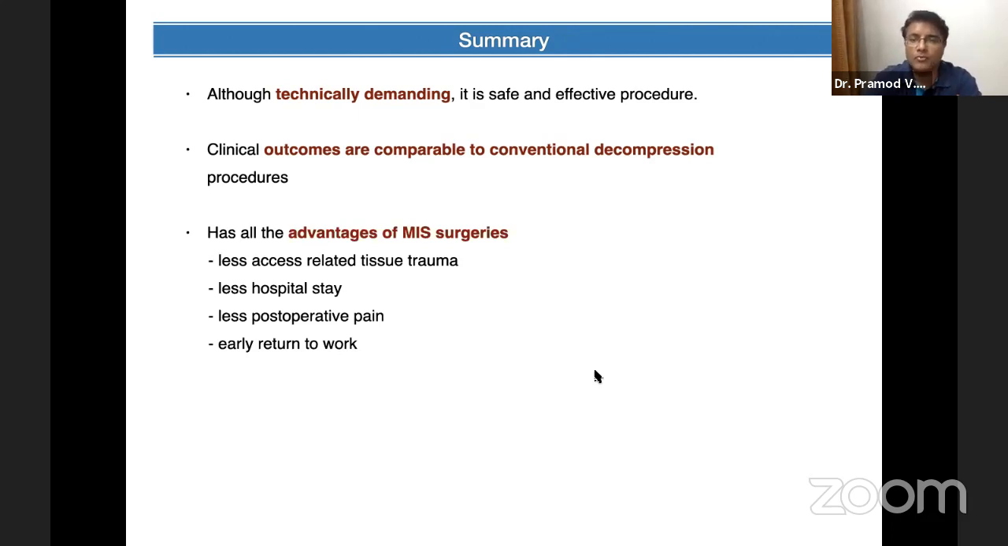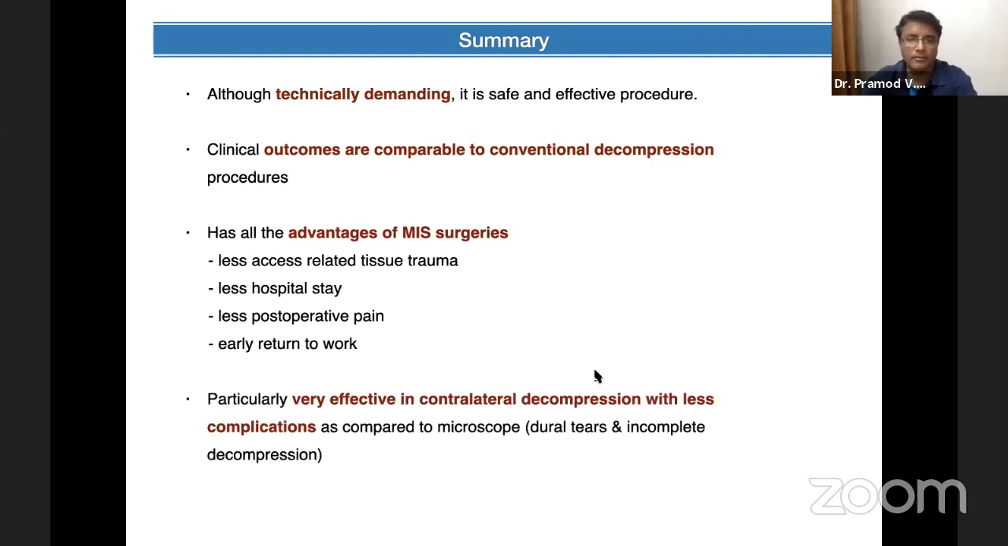Like patients who were operated 3 or 4 years back came with a similar complaint again, and that was because of restenosis. But during the re-exposure, during the revision of that particular area, we found it was like a virgin field, and we had absolutely no problem going through ligamentum flavum and dissecting out again and decompressing the nerve.